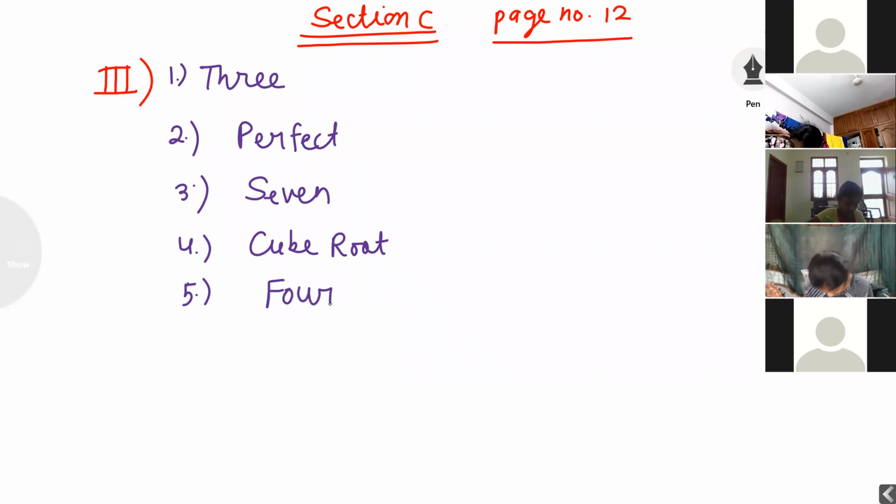Now across completed. Next down. Down means vertical. A number which can be expressed as the sum of two perfect cubes in two different ways is known as Hardy-Ramanujan number. This is the new concept. Note down. Hardy-Ramanujan.